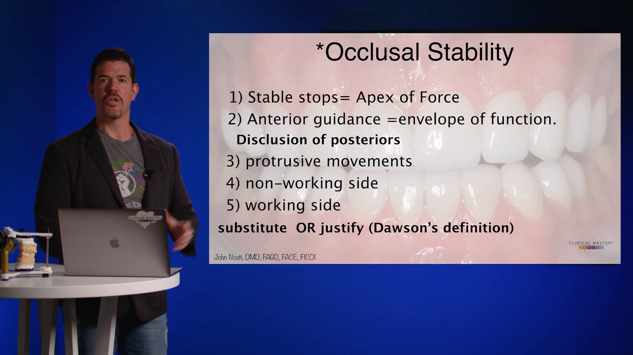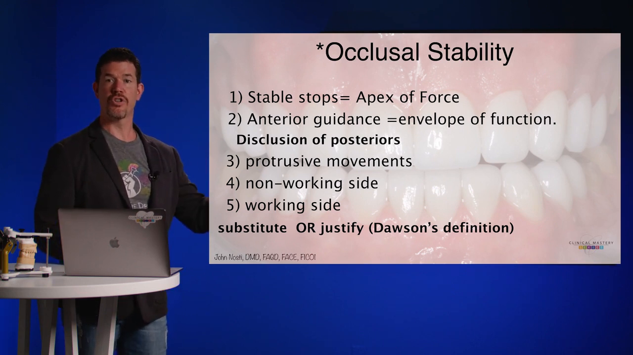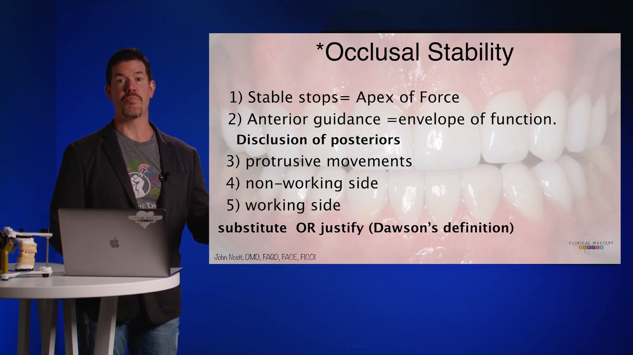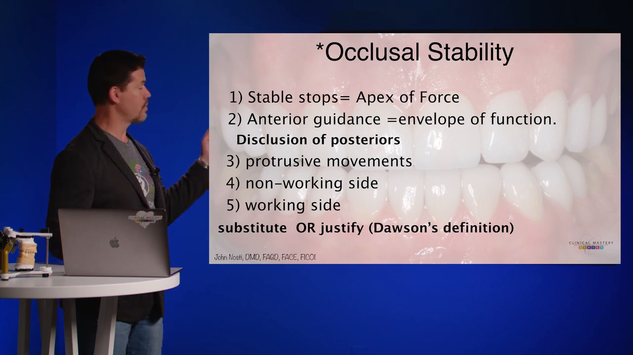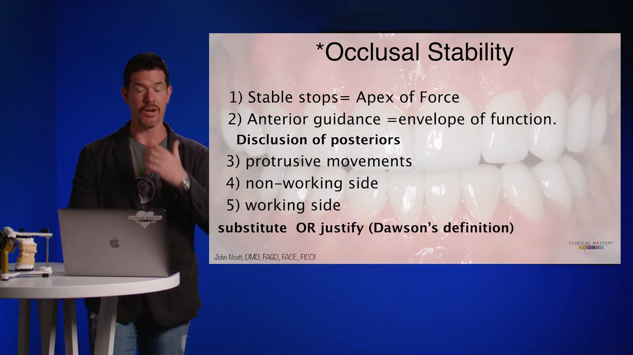Now, when I was a young dentist, growing up in continuing education, even in dental school, Dawson's textbook on occlusion is the most commonly utilized textbook in dentistry. And if you look at his textbook, it talks about the definition of occlusal stability. Now, what I was taught as far as the definition, meaning this is a requirement for you to be occlusally stable, I was taught you had to have stable stops on all your teeth while your condyles were in the apex of force position. That is occlusal stability point number 1 that we can see here on the screen.